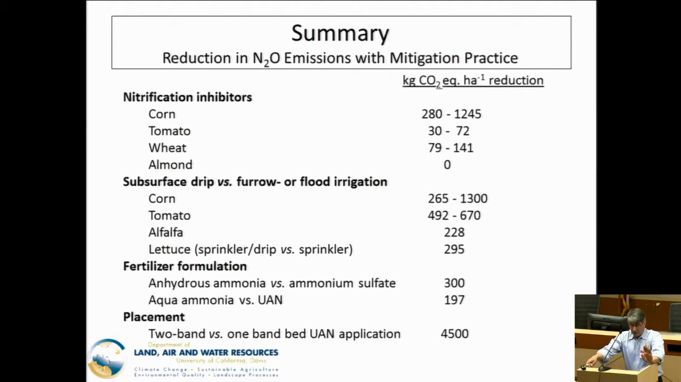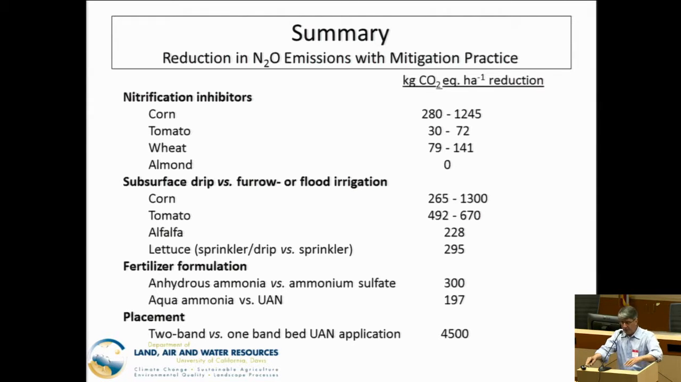So subsurface drip irrigation versus furrow irrigation or flood irrigation, that clearly reduced the emissions in all the systems. Some of these results, or most of these, are from the present research, and some were from previous research that is either already published or was in a previous contract. And so in tomato, the adoption of drip by the tomato industry has reduced the emissions by about 0.5 ton per hectare.